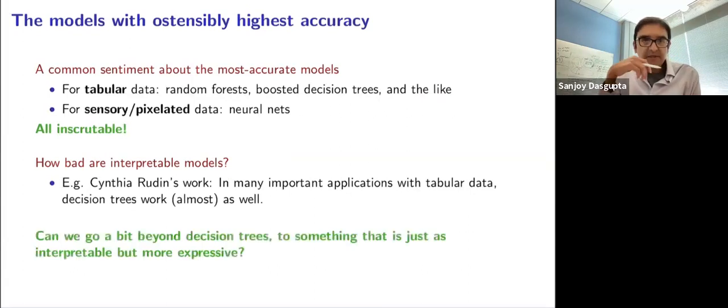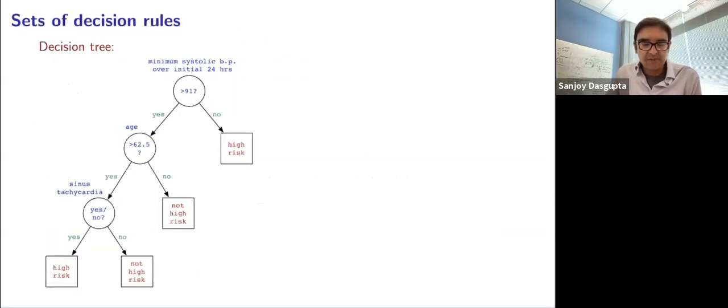Now, what we wanted to do is something a little bit different, which is to say, well, what if we just go beyond decision trees to something maybe a little bit more expressive? And so I'll show you what I mean. The models we're going to talk about are sets of decision rules.